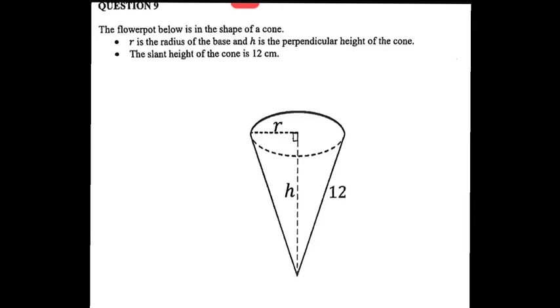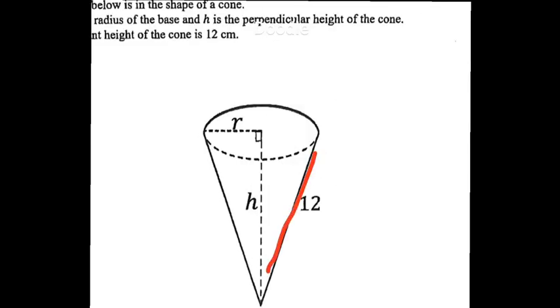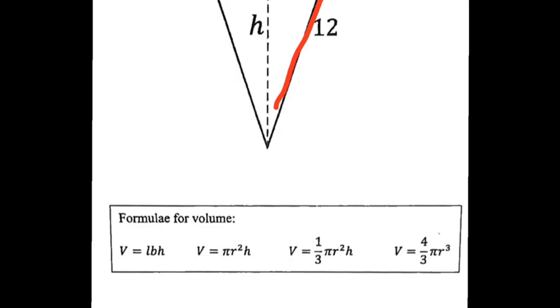The question is an optimization question about the cone. The flower pot below is in the shape of a cone. R is the radius of the base and H is the perpendicular height of the cone. The slant height of the cone is 12 centimeters. So you must remember the slant height is 12 centimeters. They provide the formulae for volume. All of these formulae they already give to you.